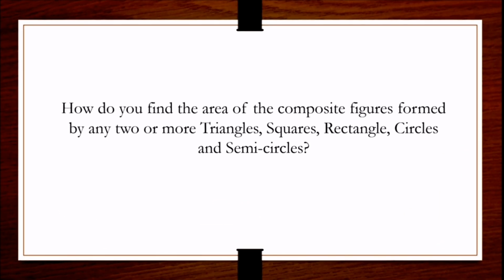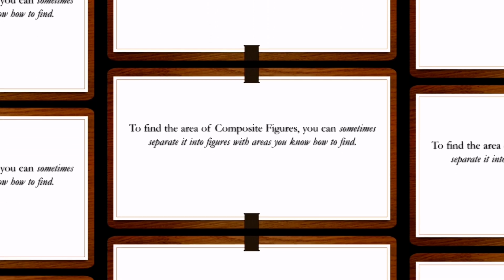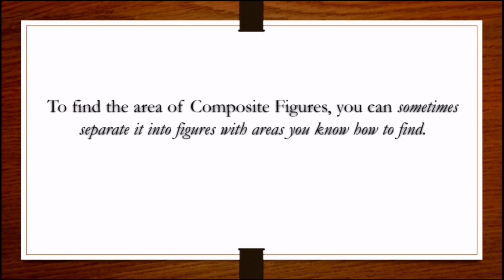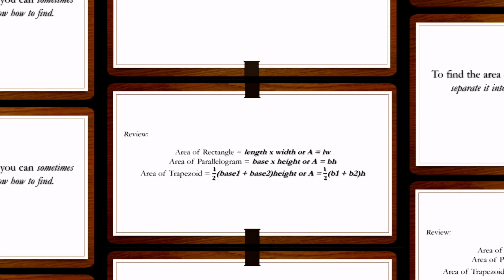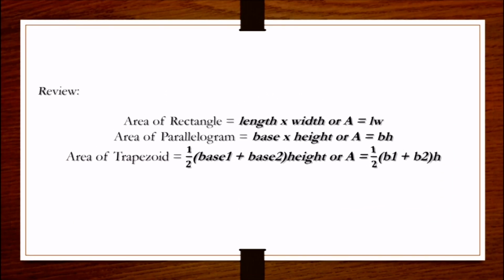How do you find the area of the composite figures formed by any two or more triangles, squares, rectangles, circles, and semicircles? To find the area of composite figures, you can sometimes separate it into figures with areas you know how to find. Just a short review before moving forward to our examples in finding the area of composite figures.